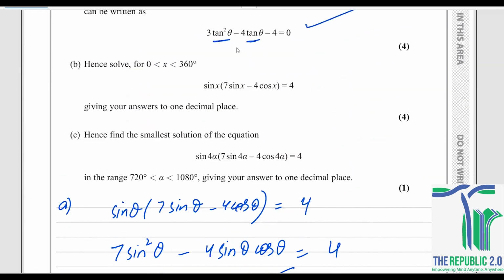Now in the B part, from 0 to 360, we need to solve this equation. And we have already got this equation in the form of this, right?